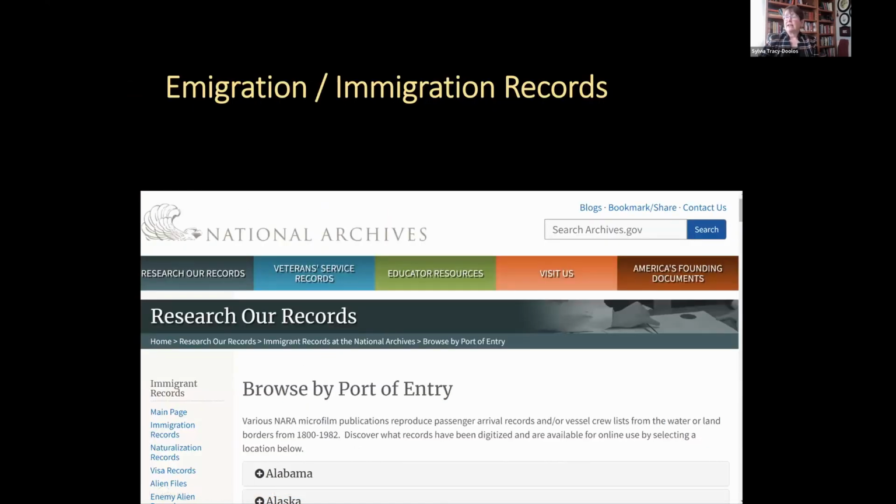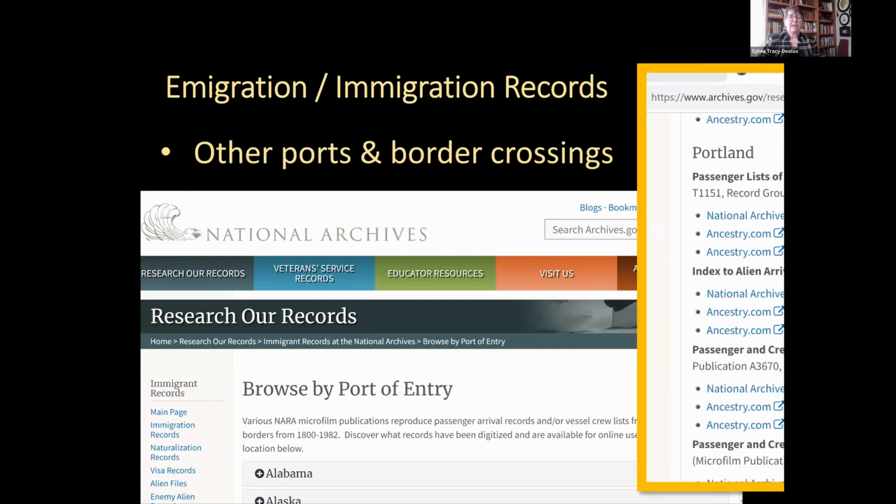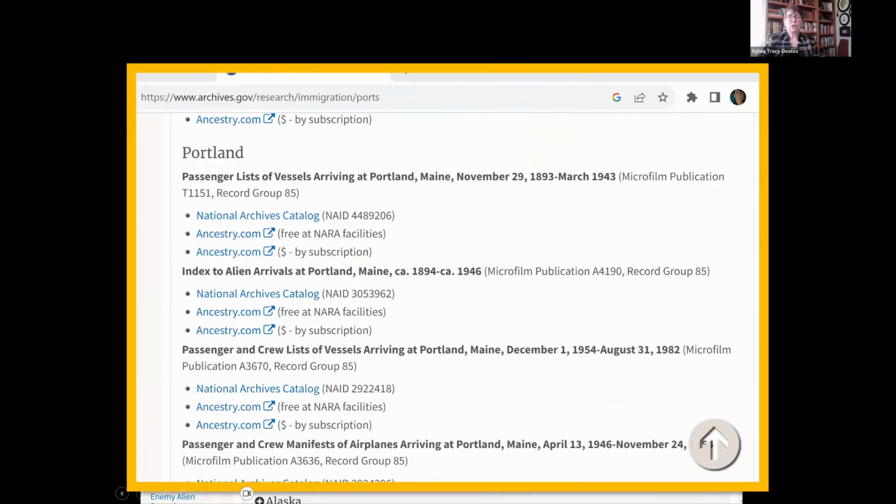Now we're going to look at Portland, Maine in that same database, because again, you can browse through this. It has almost every state listed here. For Portland, Maine, we have passenger lists of vessels arriving at Portland, Maine, beginning November 29th, 1893. That's about the time that the border crossings become available in that late 19th century time frame, and it gives you the same information as far as where you can get access to those records.